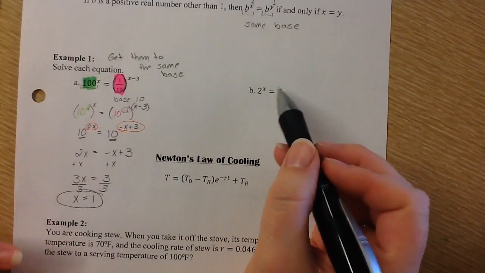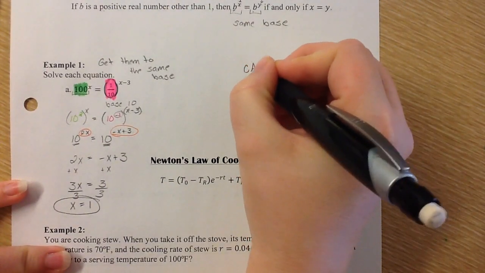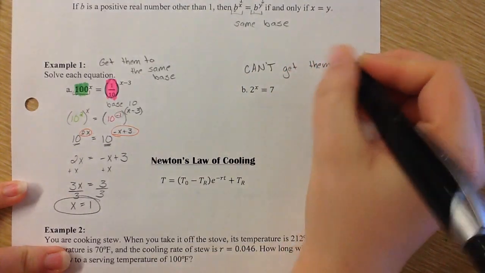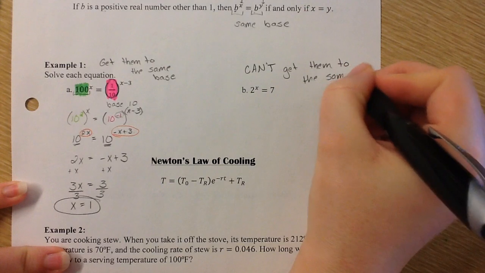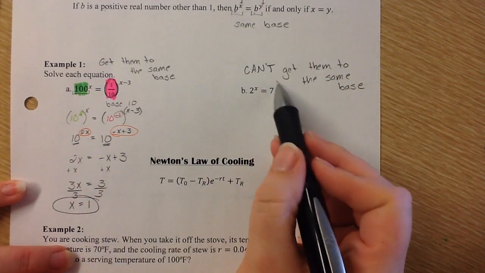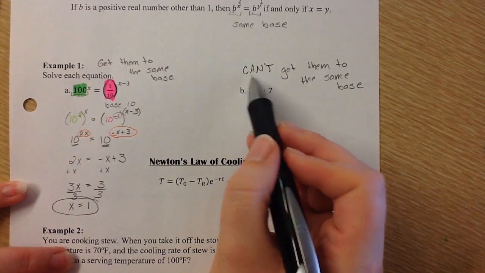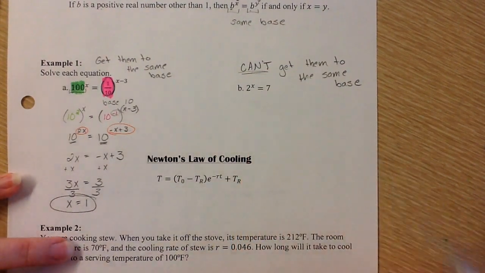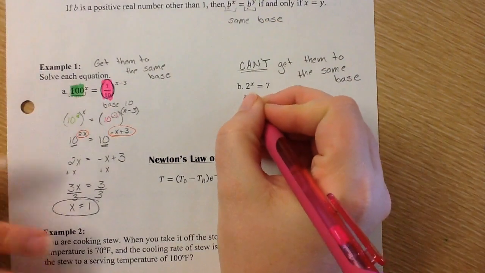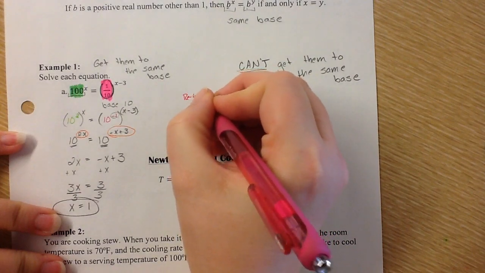If you can't get them to the same base or don't know how, so here we can't get them to the same base because here we have 2 to the x equals 7. I cannot rewrite 7 base 2. I cannot rewrite 2 base 7. So we can't get them to the same base. If I can't get them to the same base, there's two ways of working this problem. We're going to do one way over here. One way is rewrite it as a log.